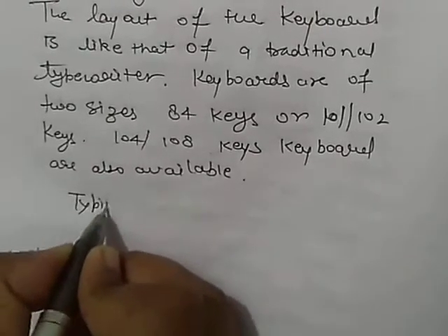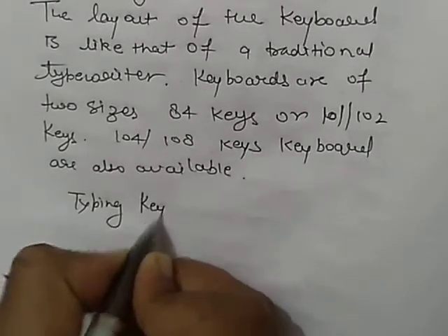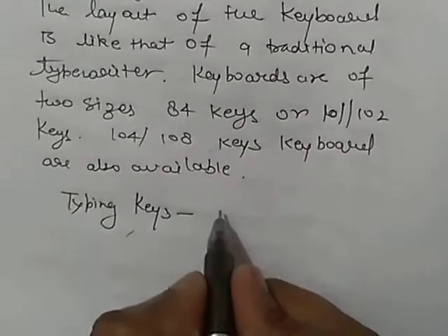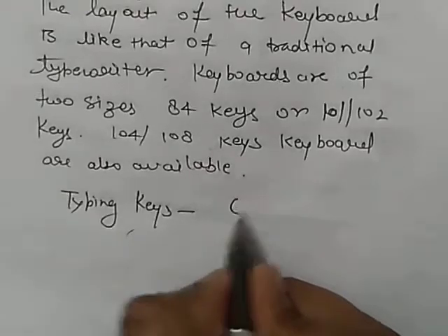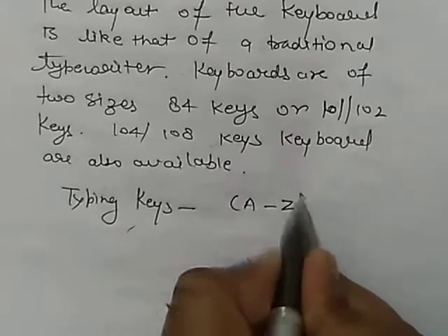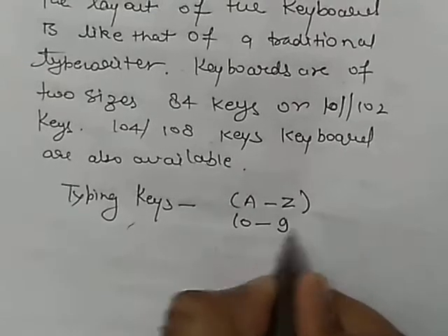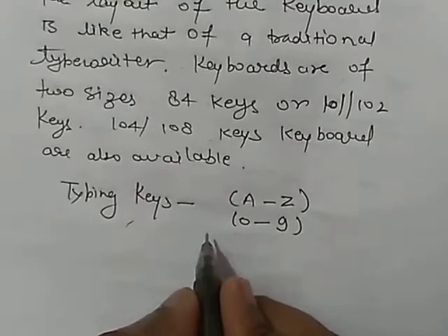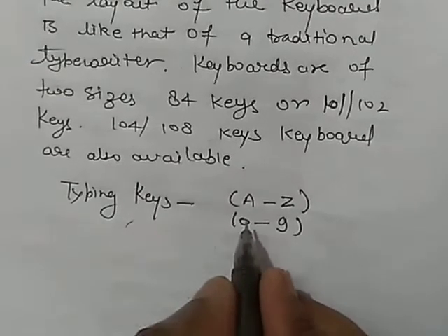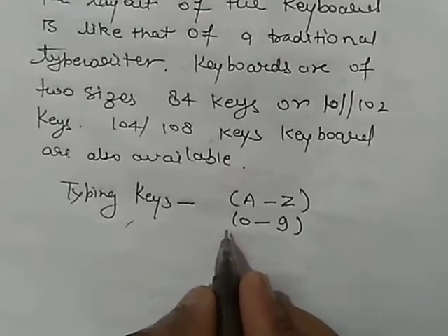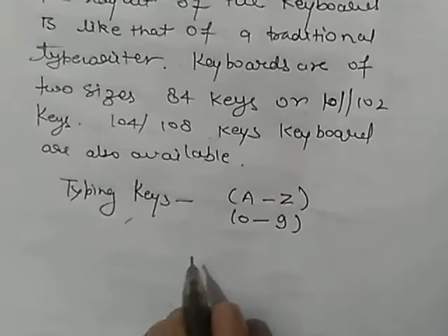First we have typing keys. These keys include letters from A to Z, capital A to Z, from digits 0 to 9. We generally give some layout. It is used to enter numeric data or cursor movement.